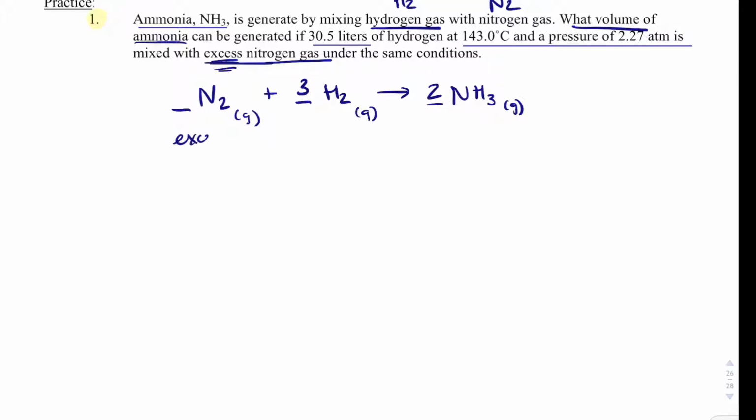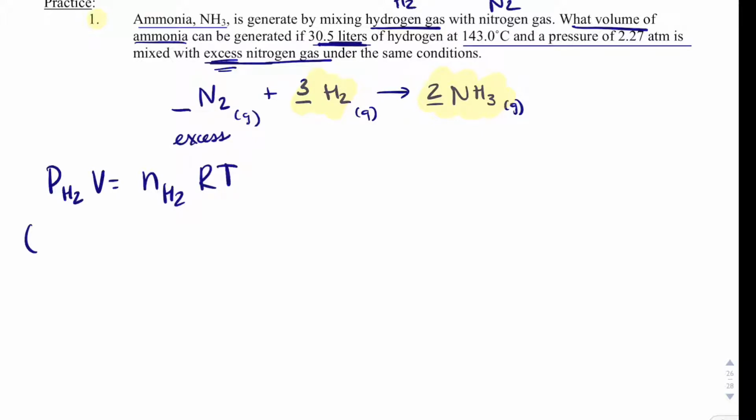And nitrogen is excess. So here's what's nice, is I just need to convert from hydrogen to ammonia. And I need to do that through a mole bridge. Remember that a mole bridge is the only way you can convert between different chemicals in a reaction. And I'm not given moles of H2, but I'm given a whole bunch of information. So I'll do P of H2, V equals n of H2, RT.